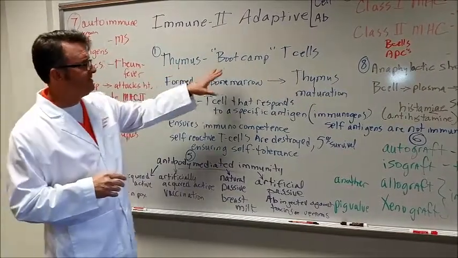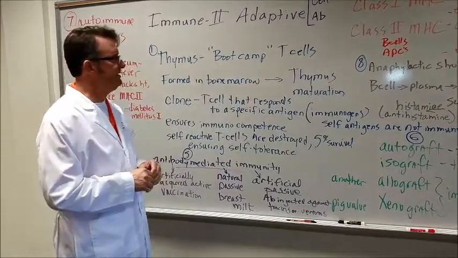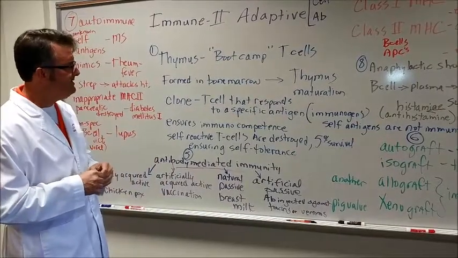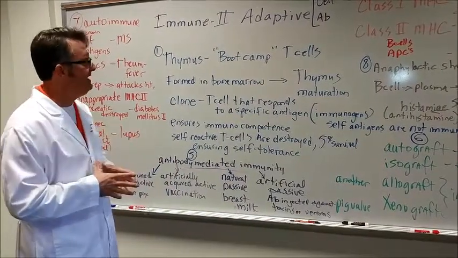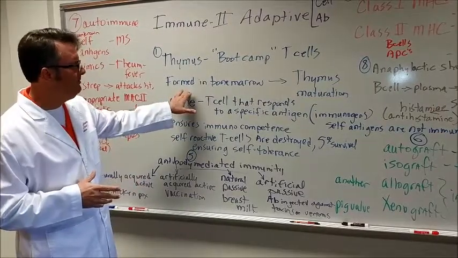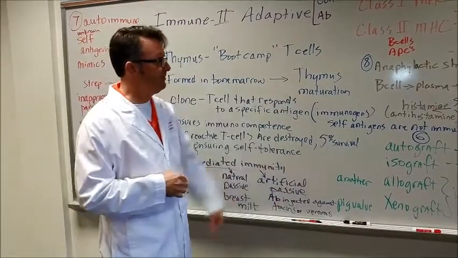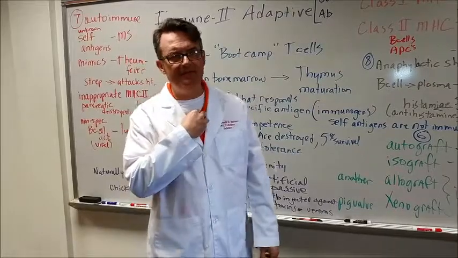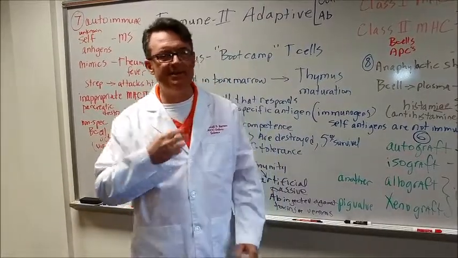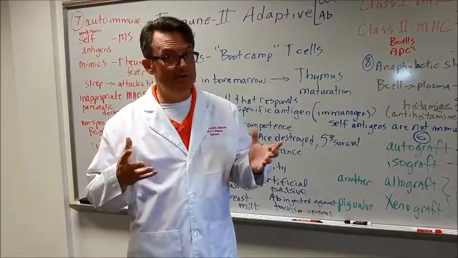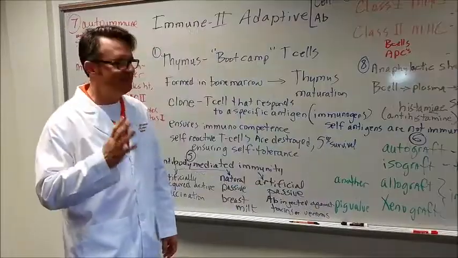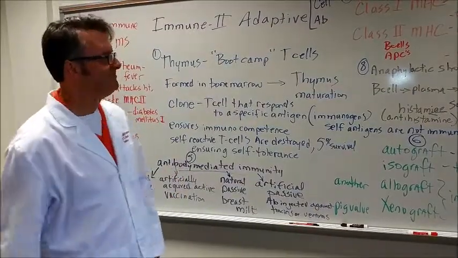The thymus is the boot camp for T cells, and these T cells, part of the cell-mediated immunity, are formed in the bone marrow, but they go to the thymus for maturation. Remember that the thymus is below the breastbone in the chest, and it's rather large in young people. It shrinks as we age.